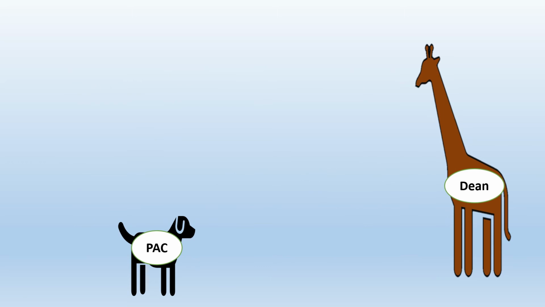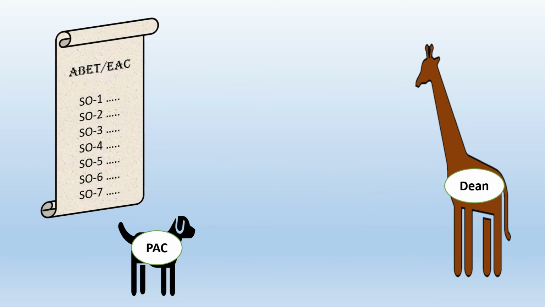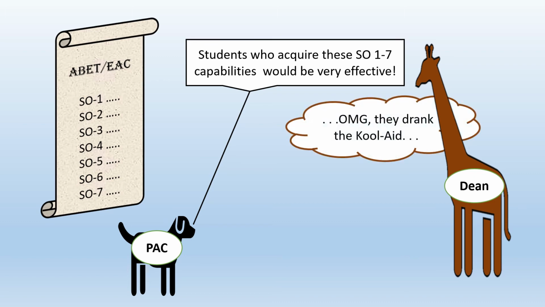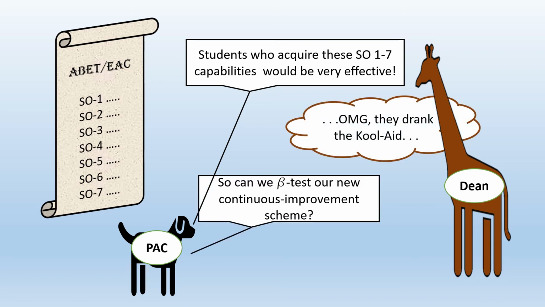PC began the meeting with the dean by touting the virtues of the ABET student outcomes. Students who acquire these SO 1 through 7 capabilities would be very effective. Oh my God, they drank the Kool-Aid. So can we beta test our new continuous improvement scheme? Sure.